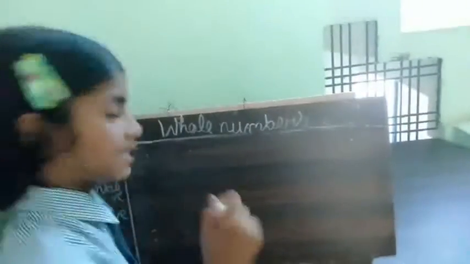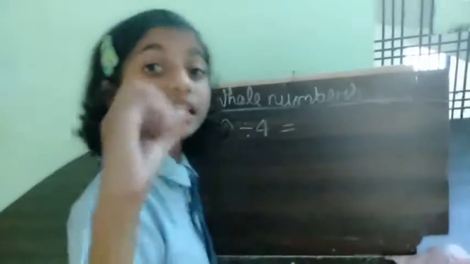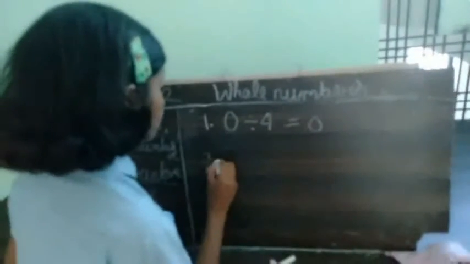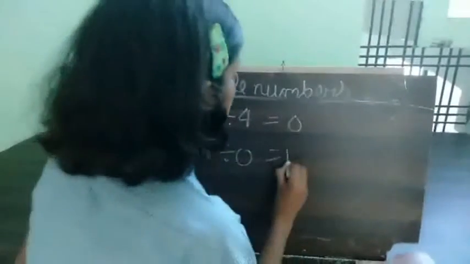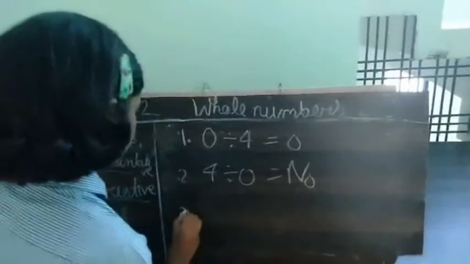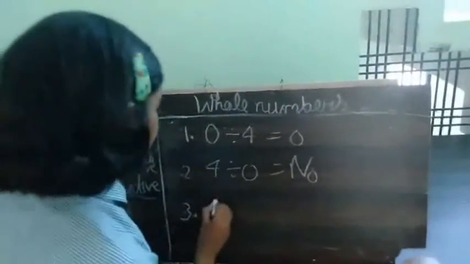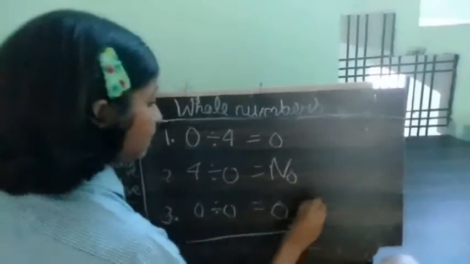Now property of 0. First, 0 divided by 4 equals 0. And 4 divided by 0 is not possible. We cannot divide any number by 0, but we can divide 0 by any number. Third, 0 divided by 0 is undefined.